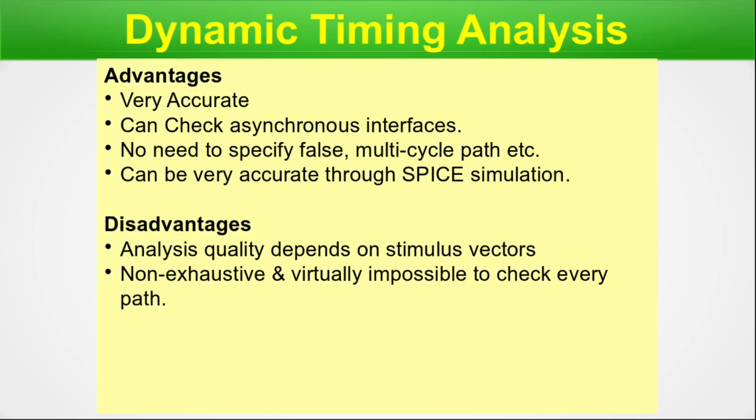Non-exhaustive and virtually impossible to check every path. So this is another, because this is not a topological way, this is a very normal circuit way of analyzing. So it is not exhaustive. It may detect, may not detect, because the vectors are already defined by the human being, and there is basically no computer intelligence or any software intelligence used to exhaust all the paths. So that's why it creates a block to check every possible path.